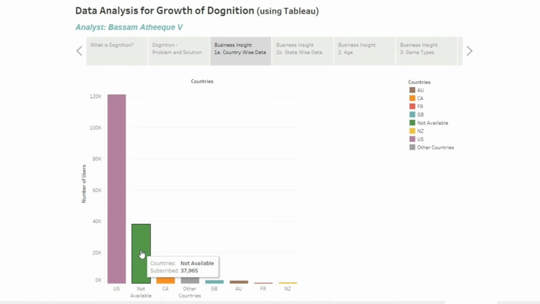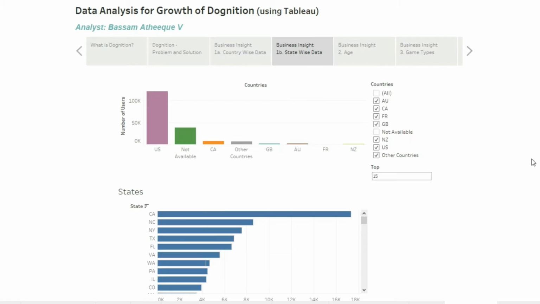One recommendation which I would like to make to Dognition for this is that next time when any user logs in or subscribes to the Dognition website, make the location column mandatory so that each user mentions which state they come from, and we'll be able to get insight about it. Moving forward, let us drill down more into this.